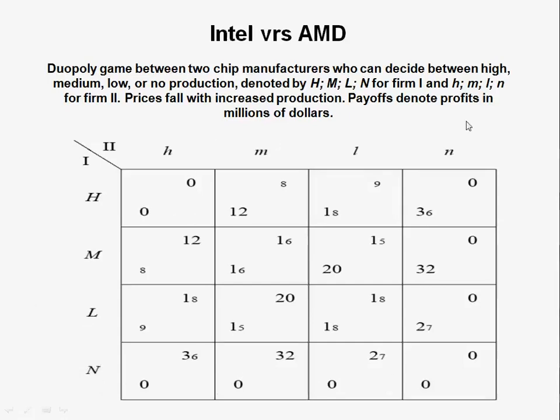Because by choosing L, irrespective of what AMD chooses, whether H, M, small m, small l, or small n, it always gets higher utility than producing nothing. So one way to solve it, you just eliminate this row. You eliminate the capital N row, and you also eliminate the small n row. Then the game reduces to just this part. You have three choices, actions for both players: capital H, M, L for Intel, and small h, small m, and small l for AMD.